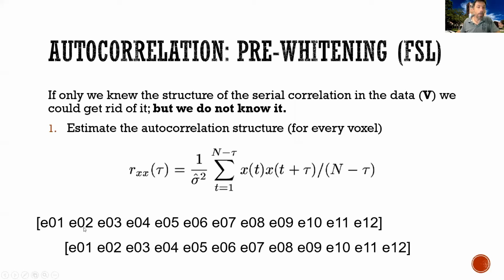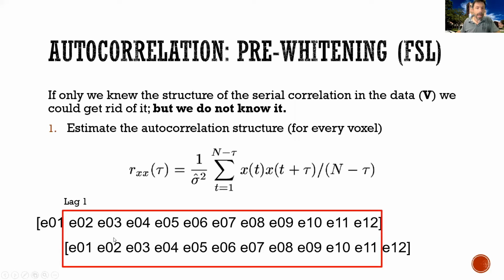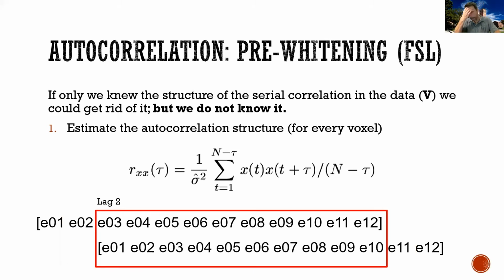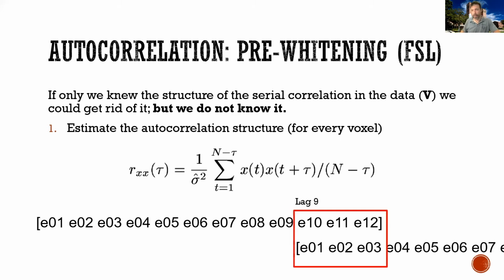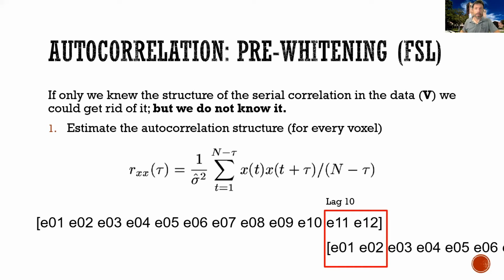You create an exact copy of it, and you lag it by 1, right? And then what you do is you take the correlation of this vector and this vector. And that gives you the correlation between the error at time point 1 and the error at time point 2. And then you do the same for lag 2. And that gives you the correlation between the error at time point 1 and the error at time point 3. And then at lag 3, and lag 4, and lag 5, and lag 6, and lag 9, and lag 10.